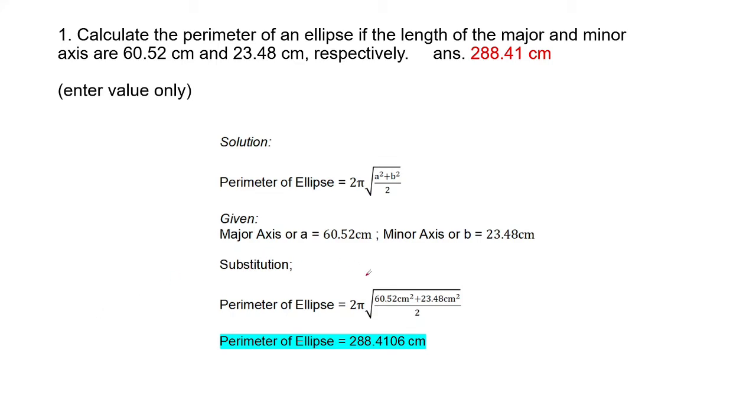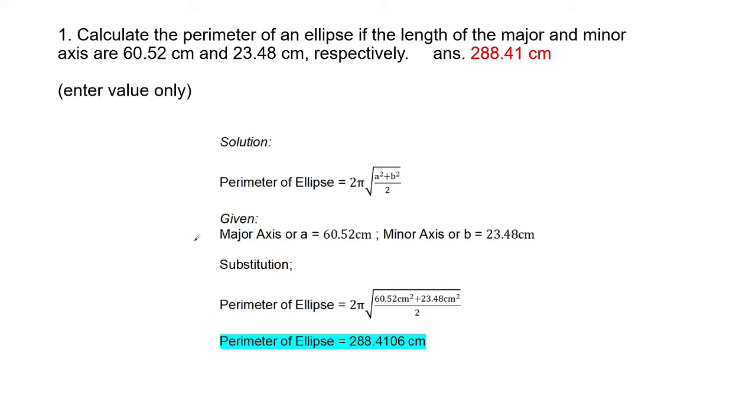So the solution for this problem is first we need to get the formula for the perimeter of an ellipse. So from the reference, the formula for perimeter of ellipse is equal to 2 pi times square root of a squared plus b squared all over 2. So from the given, we had major axis to be 60.52 centimeters or letter A, and we had minor axis or B equivalent to 23.48 centimeters.